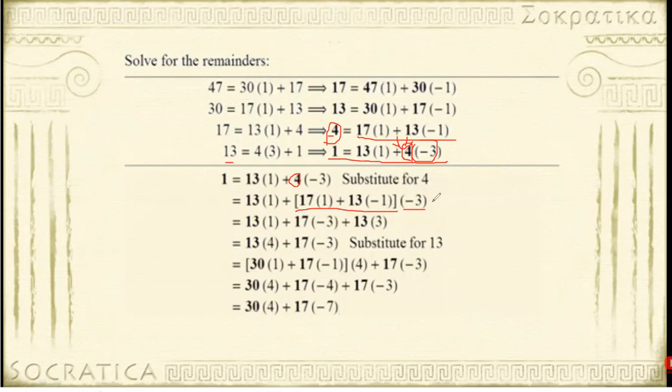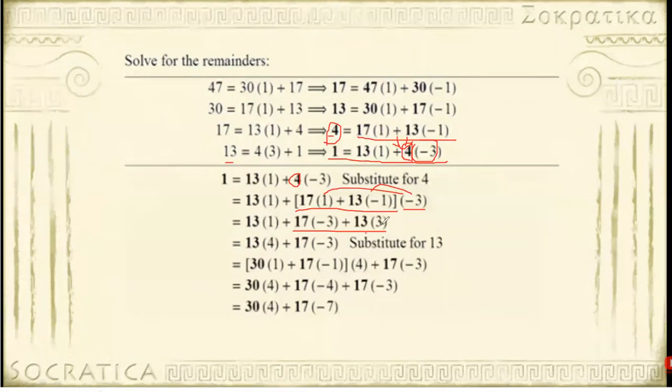Okay. So we have multiplied this minus 3 with both the terms, and we got 17 into minus 3 plus 13 into 3. Now, the next step is what? Here is 13 into 3. So we will solve this.